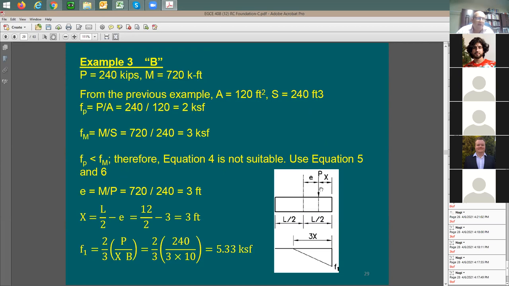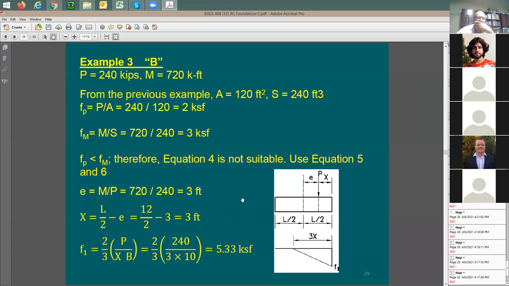It's going to be equal to M divided by P. So this E here, M divided by P, is going to be equal to 3 feet. I can find out also X, this distance. Total length of the footing is 12. L over 2 is going to be equal to 6 feet. So 12 divided by 2 minus 3 is going to be equal to 3 feet. Now I can find out the stress based on this equation, which is going to be 5.33 KSF.